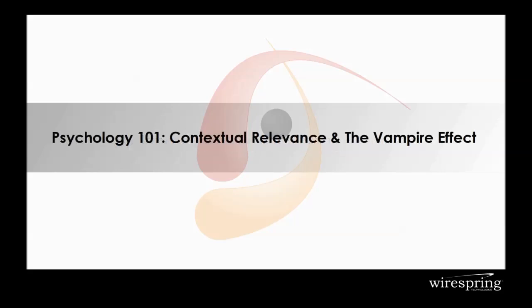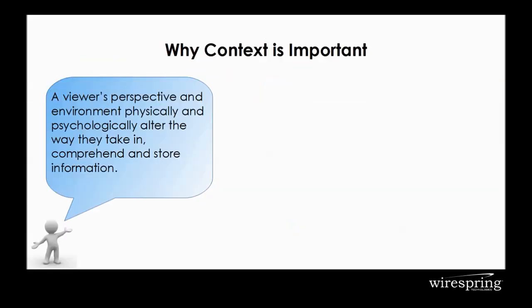Tip number 3, contextual relevance and the vampire effect. Context is important, really important. And that's because a viewer's perspective and environment physically and psychologically change the way we take in, comprehend, and store information. Let's use the widely recognized skull and crossbones symbol as an example.